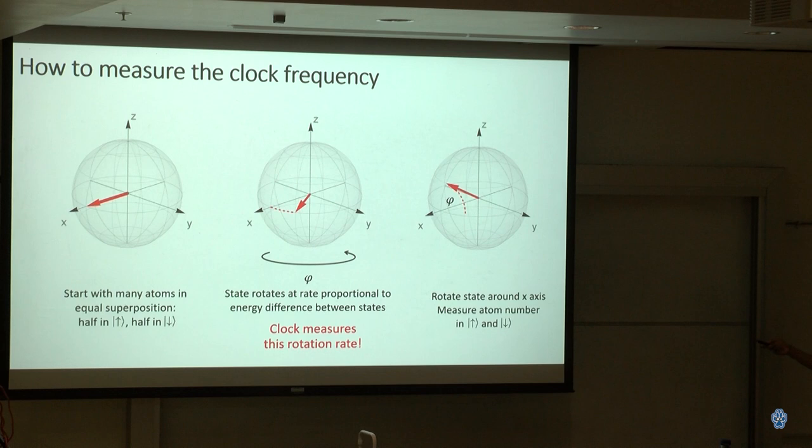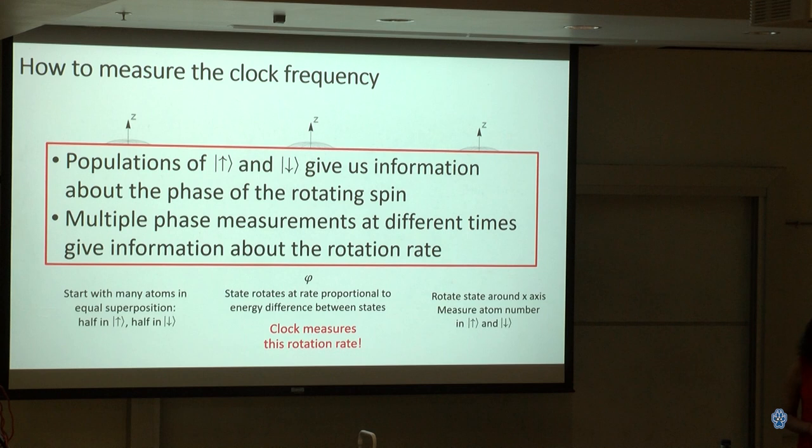Our clock wants to basically measure this rotation rate. The problem is that if we go to directly measure this spin at any point along the equator, we're going to measure up half the time and down half the time, no matter where we are. We can't get any phase information out of that. Instead, what we need to do is rotate this state around the x-axis, and that projects this phase onto a difference in atom number between up and down. So our superposition state is going to change based on what that phase was. This is really powerful, because now simply measuring the populations of atoms in up versus down gives us information about that phase of the rotating spin. And by doing multiple of these phase measurements at different times, we can extract information about the rotation rate and measure the clock frequency.